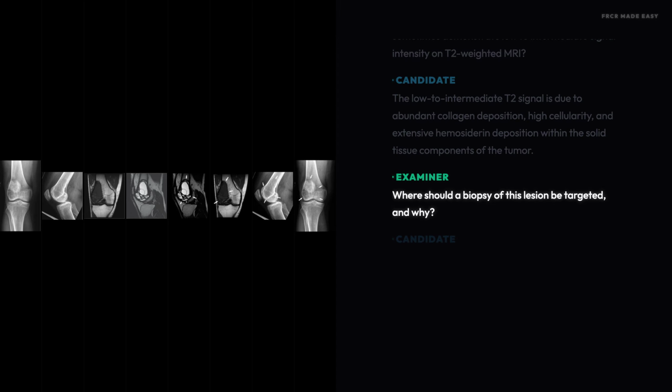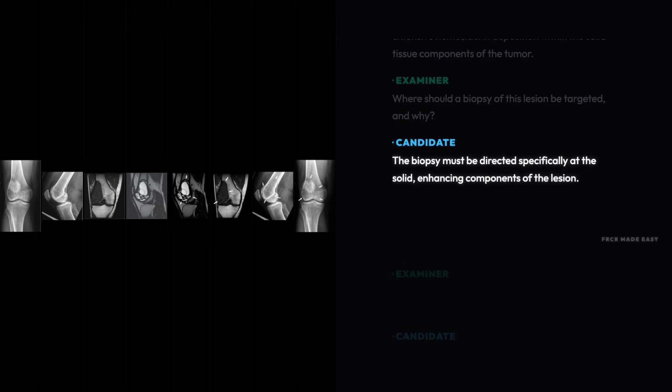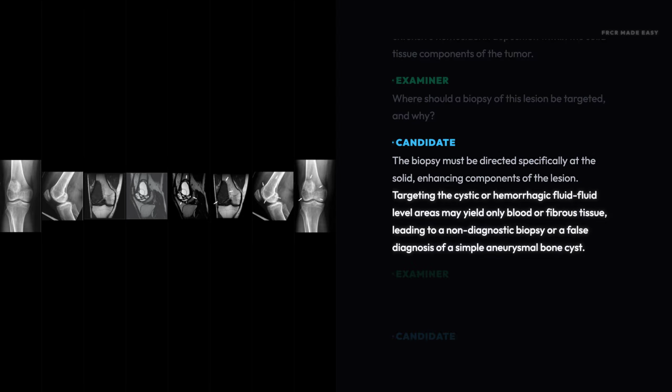Where should a biopsy of this lesion be targeted, and why? The biopsy must be directed specifically at the solid, enhancing components of the lesion. Targeting the cystic or hemorrhagic fluid level areas may yield only blood or fibrous tissue, leading to a non-diagnostic biopsy or a false diagnosis of a simple aneurysmal bone cyst.